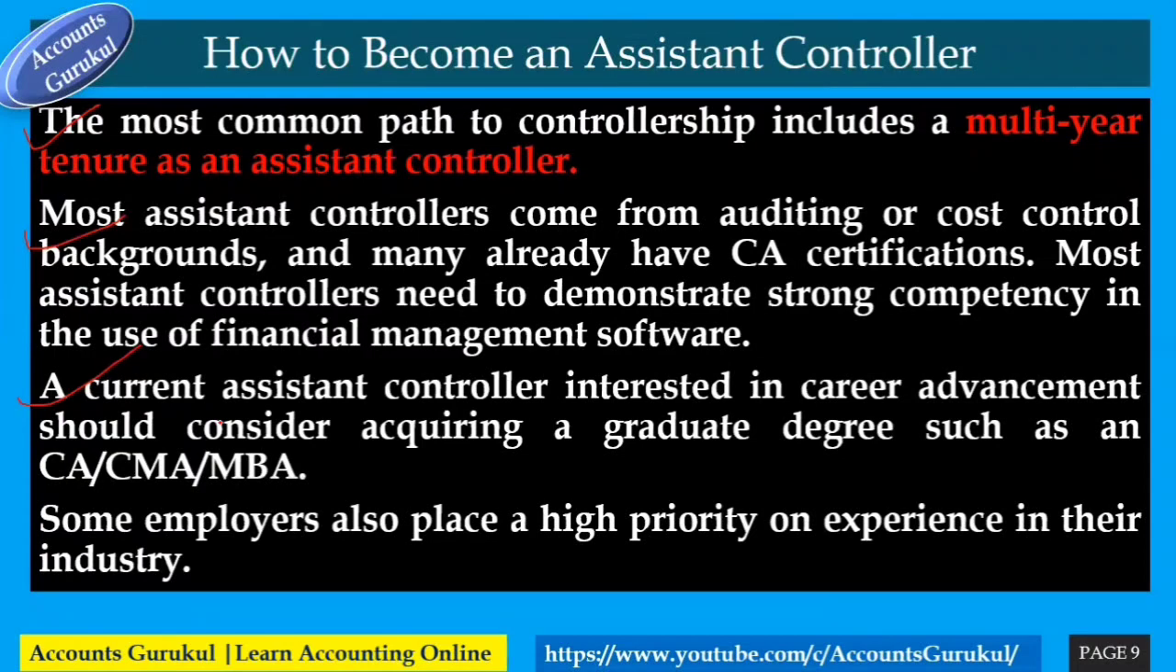So to reach controller, first you have to work as an assistant controller. And for that, you have to be a graduate, or you have a background in auditing firms or MNCs, and you have to spend a number of years in that. And the persons who are currently working as an accountant need to acquire additional qualifications, or spend a lot of time gathering experience, and based on that, they will get this position.